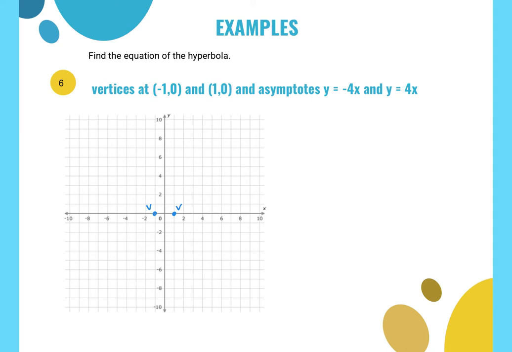What can you tell me? Horizontal. Center at 0, 0. Good. A equals 1. Already have x squared over 1 minus y squared equals 1. I don't need the over 1, but if you have it, it's not wrong.